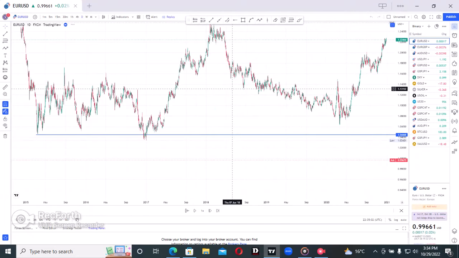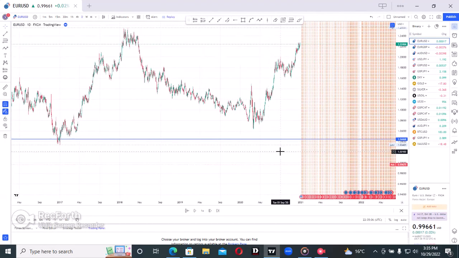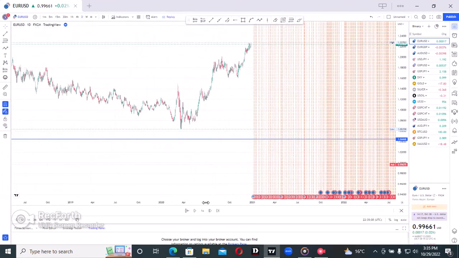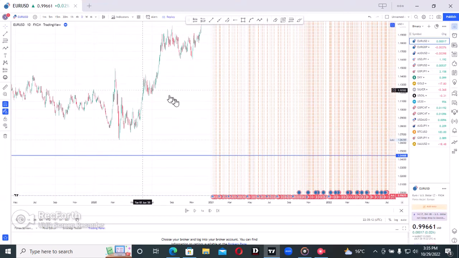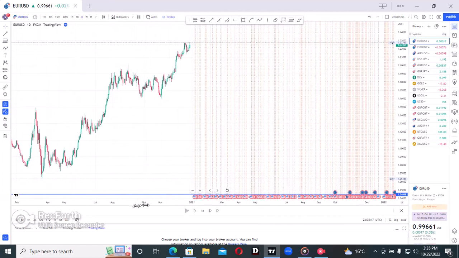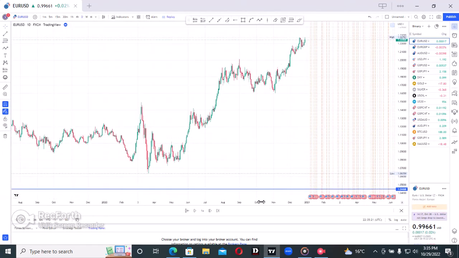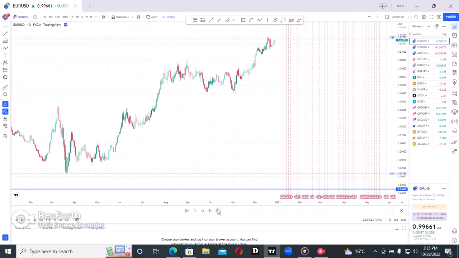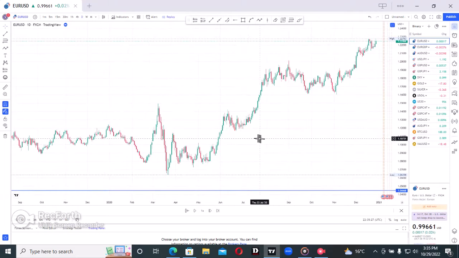Let me just quickly show you right here. As you can see, we're moving in the uptrend. So let me zoom in. This is the uptrend. I am in the daily time frame chart. Don't forget that this is the daily time frame chart. So here I am moving in the uptrend.